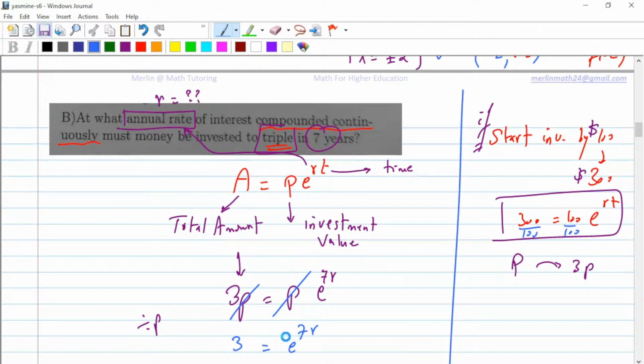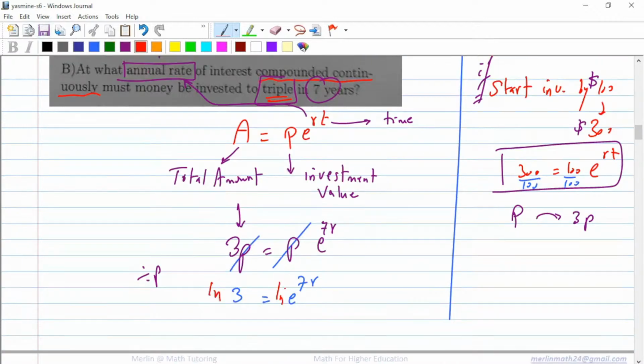How do you find R? We apply ln on both sides. And then what happens? You put the power down, so that goes to the front. ln 3 stays on the left, equals 7R. Now ln e is 1, so you don't need to write it. So your rate would be ln 3 divided by 7.